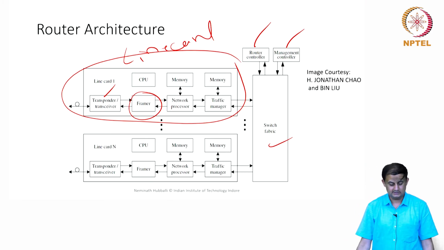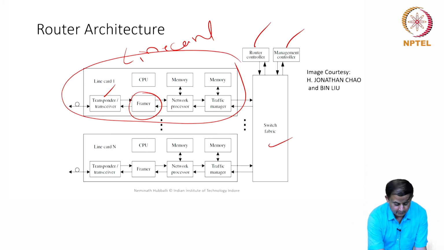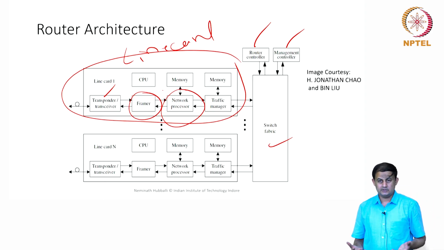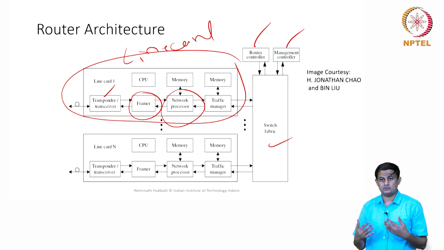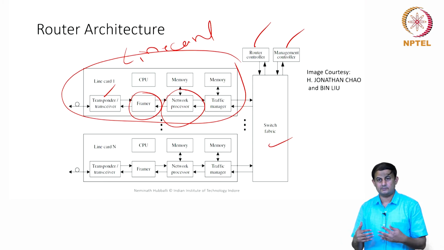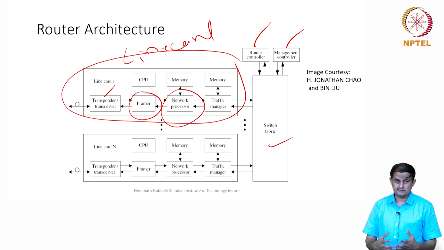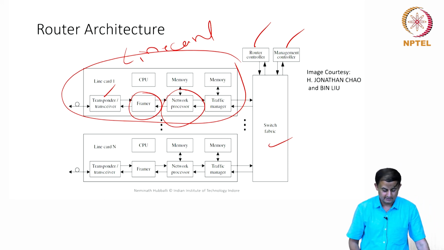That is done by this framer. And there is a processor that we call the network processor, which does this lookup operation. Because you want to do the lookup operation, there is some computation involved. You are typically searching for something, so that is done by this network processor, and it has an associated memory. And you also have something called the traffic manager.